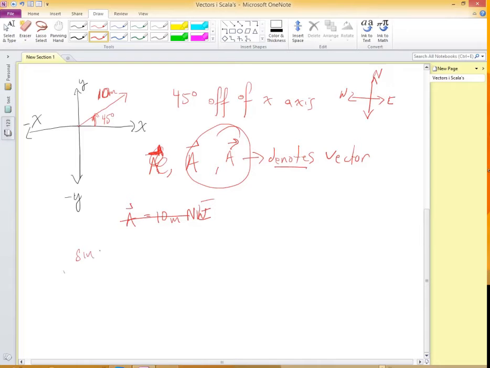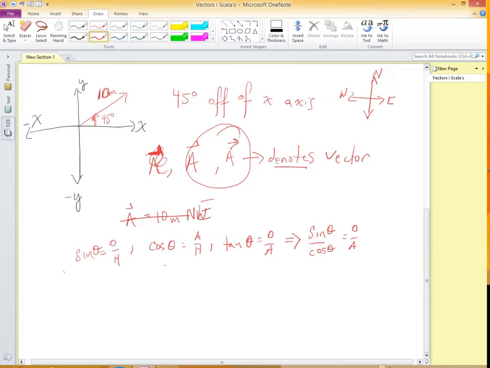And so we have sine of theta, opposite over hypotenuse. We have cosine of theta, adjacent over hypotenuse. And tan of theta, which is opposite over adjacent. What you can prove on your own is that sine theta over cosine of theta also equals opposite over adjacent. Okay?